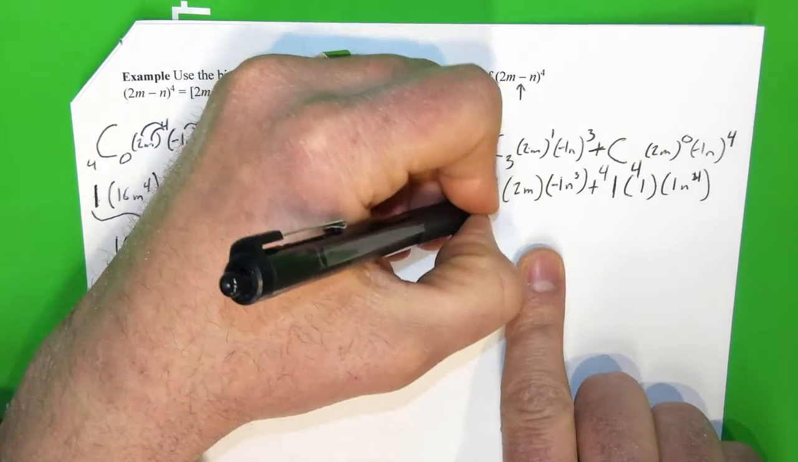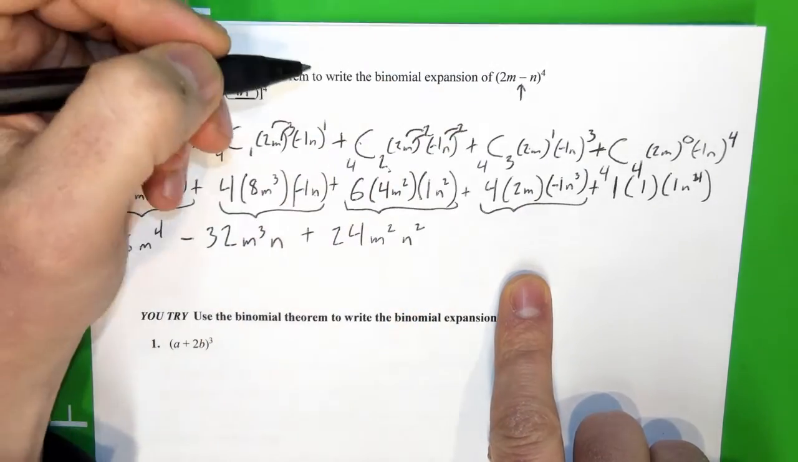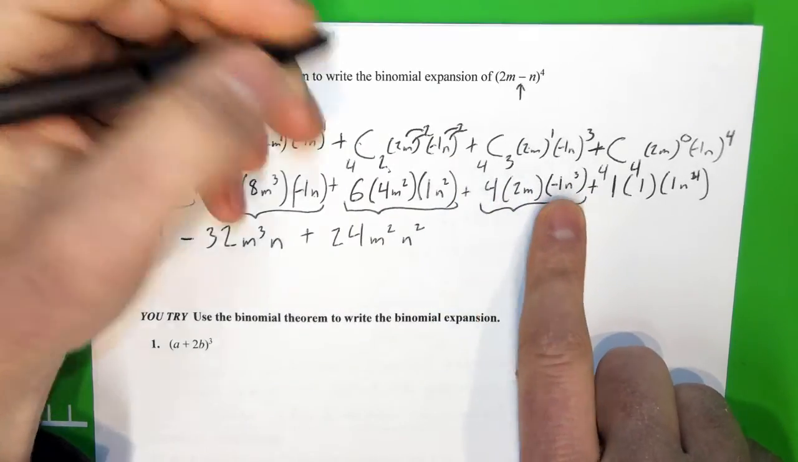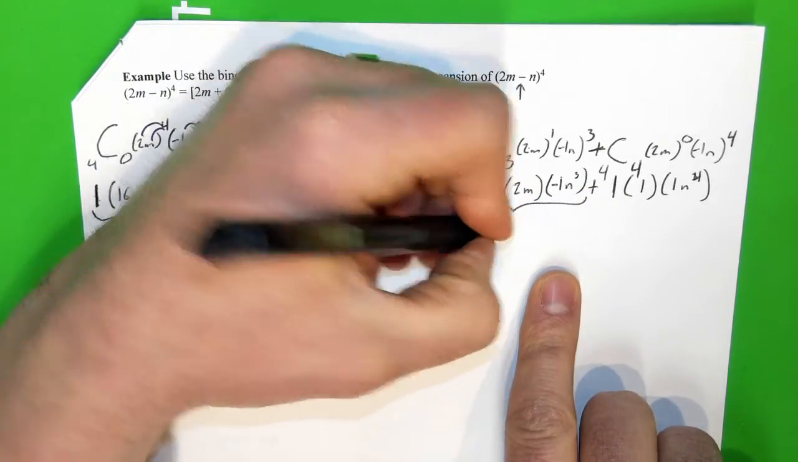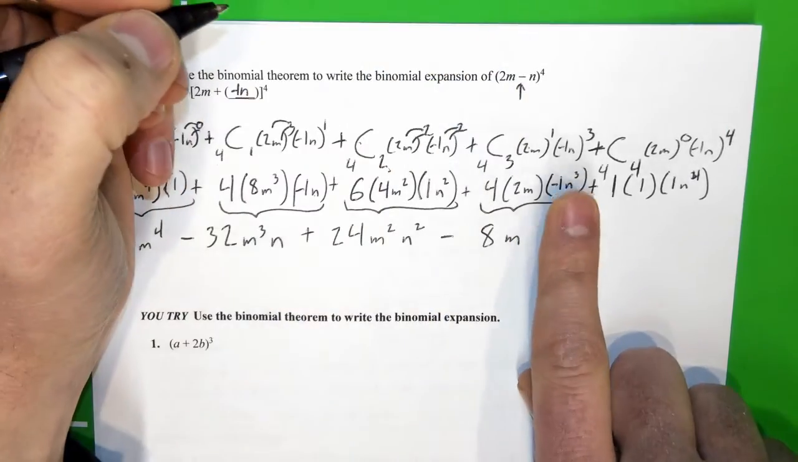Next one, we're going to extract all the number parts. So that's 4 and 2, but also negative 1. 4 times 2 is 8, and times negative 1 means we're down to negative 8. Then we're going to have our m, and we're going to have our n cubed.